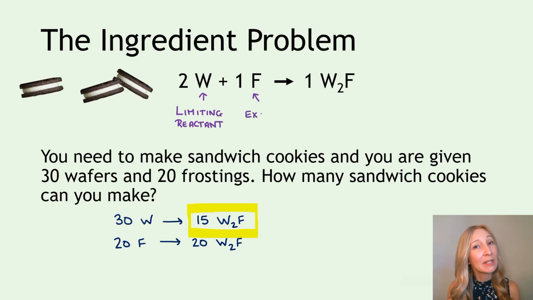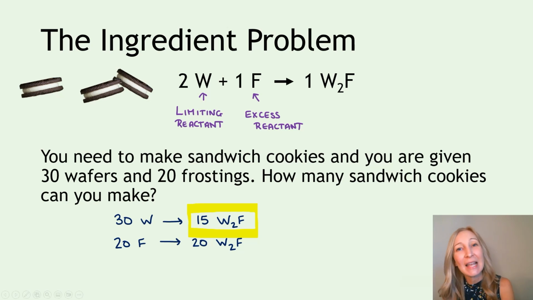Now, you'll probably notice that we're going to have extra frostings left over after this, which is never a problem. The frosting is the excess reactant or the excess reagent because there will be some left over when the reaction is done. It doesn't get used up. So how many frostings do we have left?